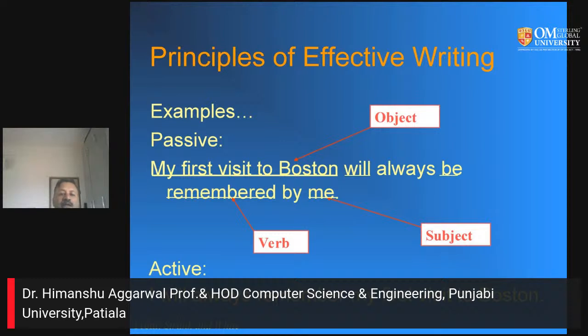So here is an example. My first visit to Boston will always be remembered by me. So here object is visit to Boston. Boston is the object. और remember is a verb. क्रिया की क्या है कि हाँ, याद करना. Easily written as I will always remember my first visit to Boston. This is in active voice. Next, please.